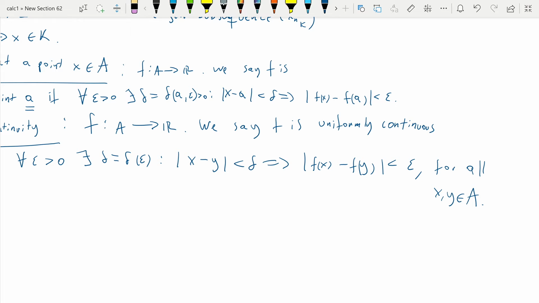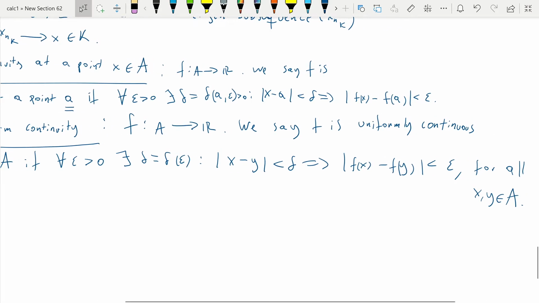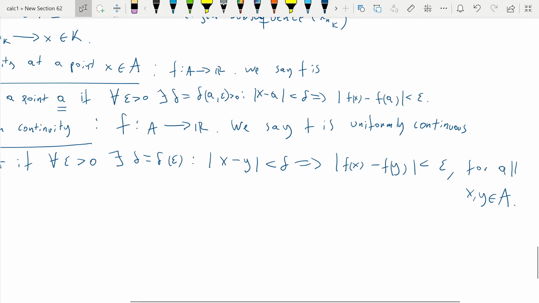So that in particular shows, and since y is arbitrary, so that a is arbitrary, we conclude immediately that if f is uniformly continuous, then it is continuous at every point. Because we can pick y to be equal to a for any a inside the interval, and then just concern ourselves with what happens when we move x.